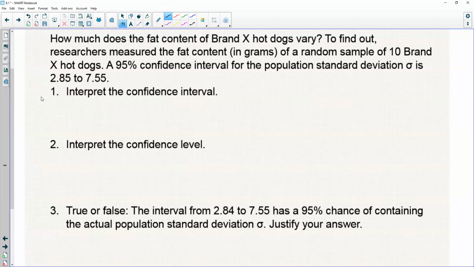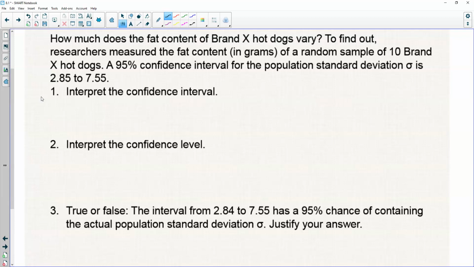So this is where we talk about the numbers in the interval themselves. We'd say that we are 95% confident that the interval from 0.285 to 7.55 grams captures the population standard deviation of fat content of brand X hot dogs. So we had to make sure that we understood what we were measuring. Here it says population standard deviation sigma. So we are trying to find the standard deviation.